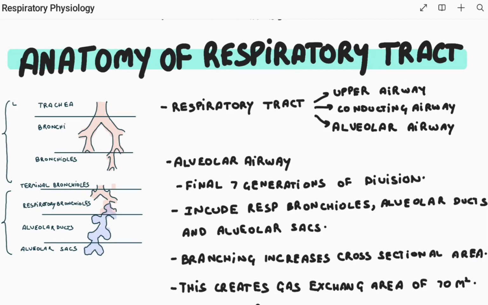The alveolar airway includes the final 7 generations of airway division. These include respiratory bronchioles, alveolar ducts, and alveolar sacs. This amount of branching increases the cross-sectional area of airways exponentially and creates a large area of around 70 square meters available for gas exchange.